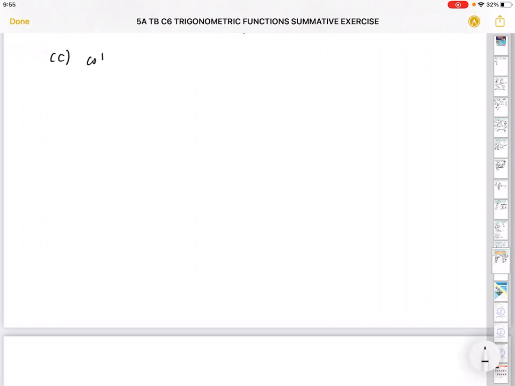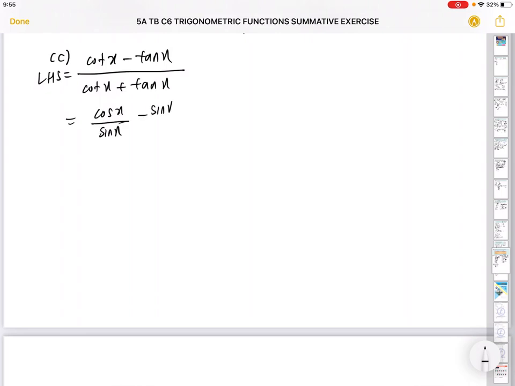Cotangent is cos over sine. Tangent is sine over cos. There's another one here. Cos over sine. Sine over cos. Now in the past I will tell the student to combine to make the denominator the same, then I simplify. But over a period of time, I find, oh, this is a bit slow. Why don't we just multiply top and bottom with sine and cos, right?